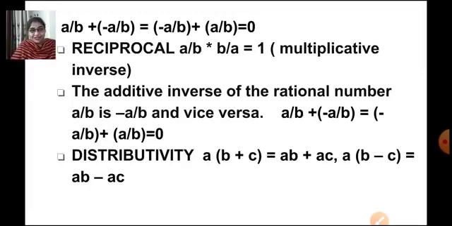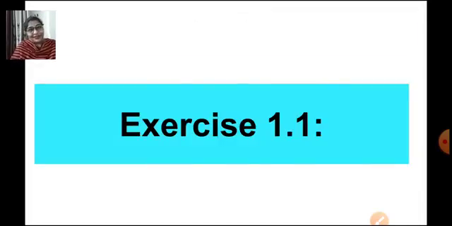Then we have seen distributivity property, like a multiplied by b plus c. Then we open the bracket and we multiply a to both the terms inside the bracket, that is a into b plus a into c, or else if it is a into b minus c in bracket, it will be a into b minus a into c, right? So these all basic properties, you should understand, children. Based on these all properties, we will start today with exercise 1.1.